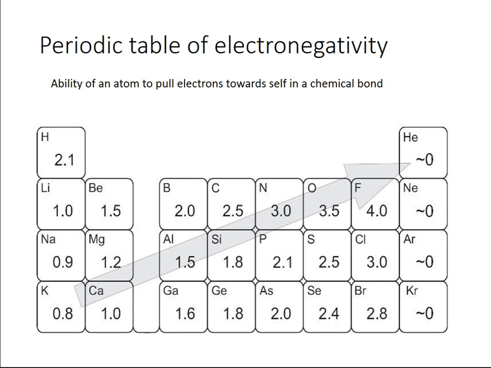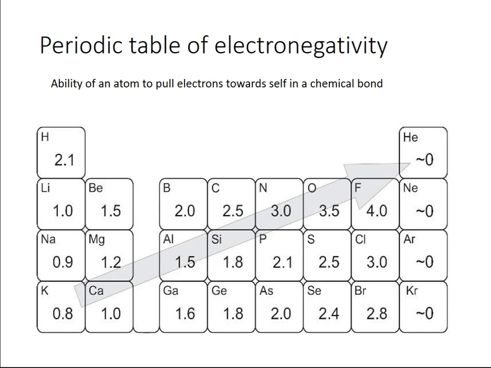Now, before we talk about chemical bonds, let's look at the periodic table of electronegativities. As a reminder, electronegativity is the ability of an atom to pull electrons towards itself in a chemical bond. So if you have 2 atoms, definitely both atoms would want electrons closer to them. But an atom with higher electronegativity will pull electrons more towards itself than an atom with low electronegativity.